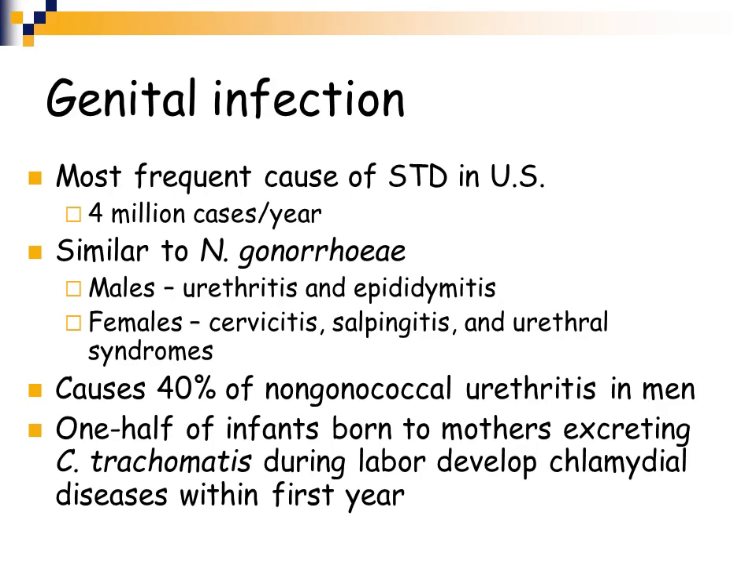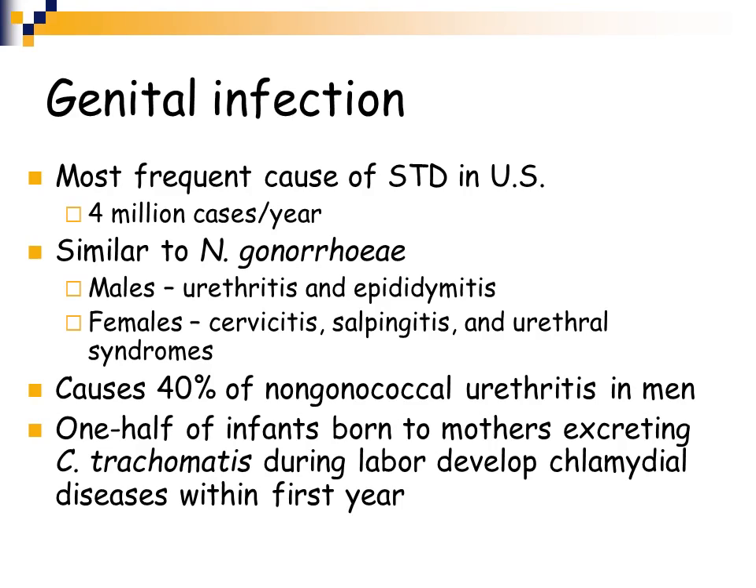Now, the infection that we are much more familiar with Chlamydia trachomatis in the United States is genital infection. So it is the most frequent cause of sexually transmitted infection in the United States. There are at least 4 million cases of chlamydia per year. It's somewhat similar to Neisseria gonorrhea infection or the disease gonorrhea, where the symptoms are in males, you can get urethritis and epididymitis, and in females, you can get cervicitis, salpingitis, and urethral syndromes.